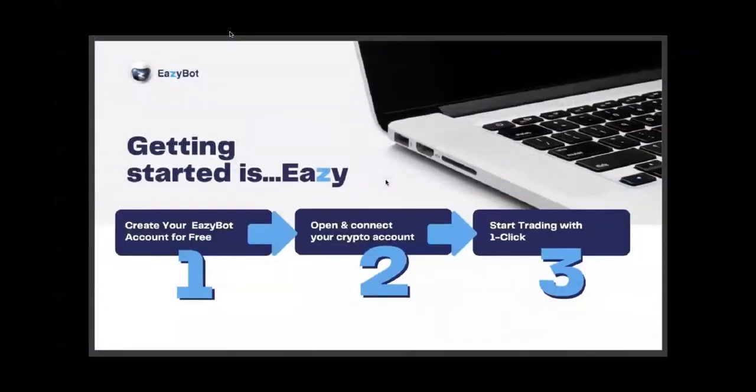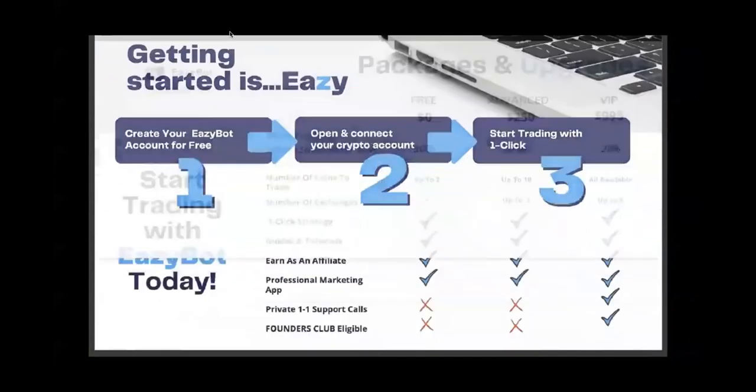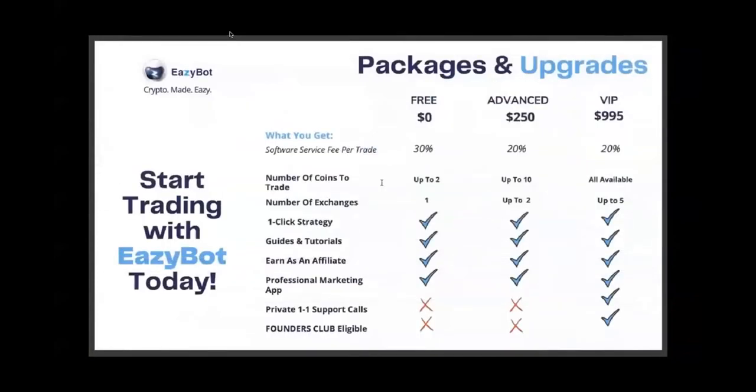And getting started with EazyBot, of course, has to be easy, and it is. 3 simple steps. First one is to create your EazyBot account. Everybody starts for free. Open and connect your EazyBot account to your cryptocurrency account, and then use our one-click strategy setting to start trading. Now, here are a couple of different options for you, our packages and upgrades.